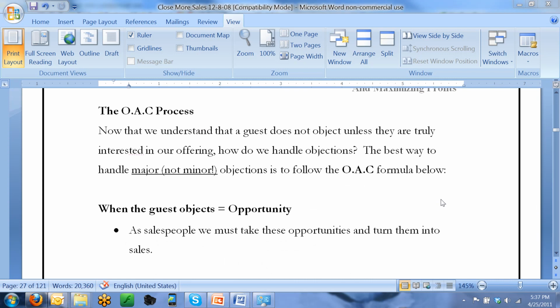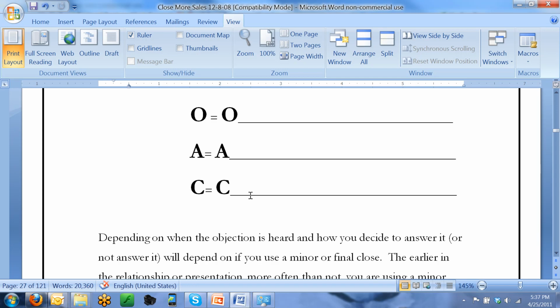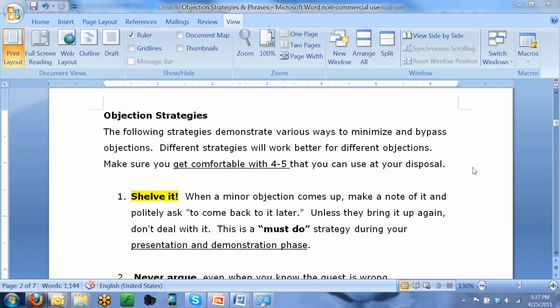This is a little process I put together when it comes to dealing with objections. It's called the OAC process. The acronym stands for Objection, Answer, Close. And just remember, when the guest objects, it means your opportunity. So you take that opportunity to hear out the objection, give it your pre-planned answer, and then close for the next step. These are my favorite objection strategies, the ones that I've highlighted here.